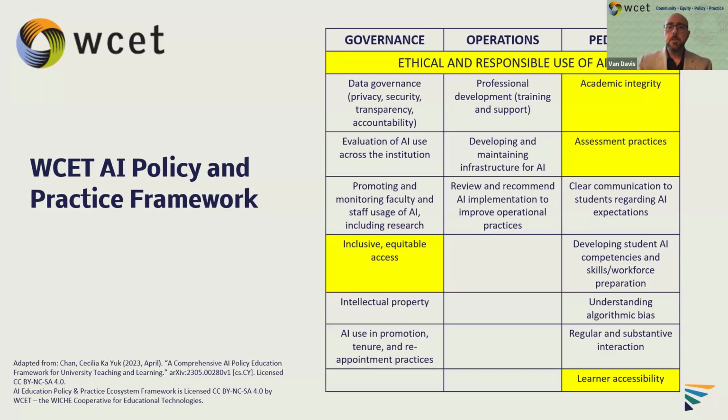And then there's a couple of other areas that we think are particularly important. Academic integrity, which we've already talked about, being able to not only determine what your academic integrity policy is going to be, but making sure that you're articulating that to your students so that your students understand it.